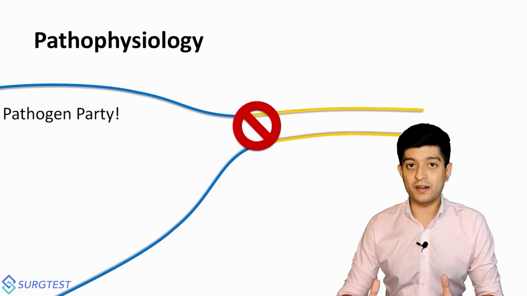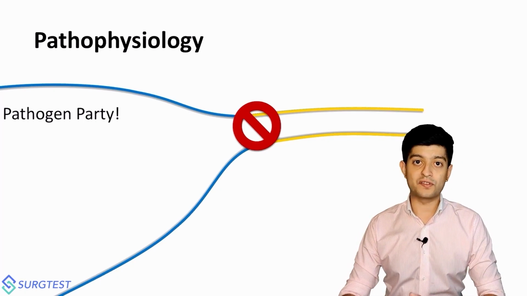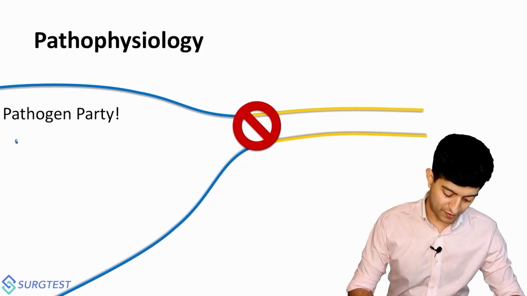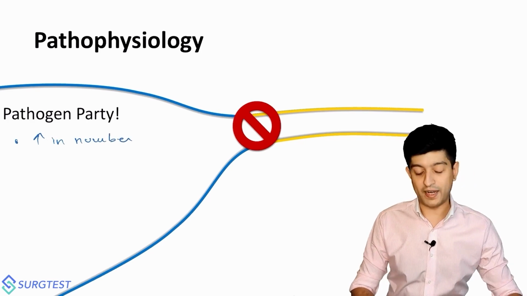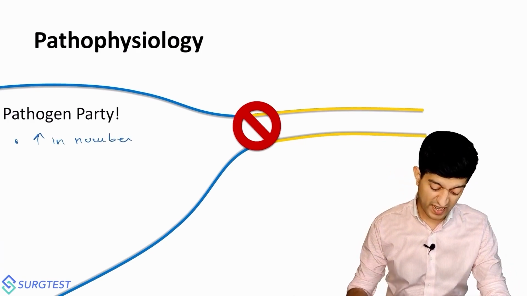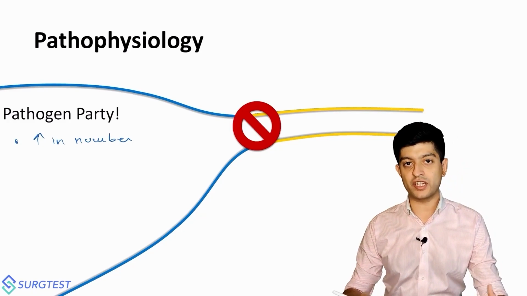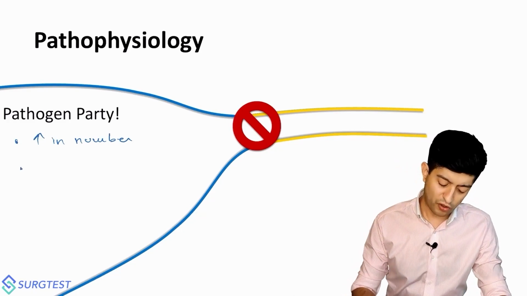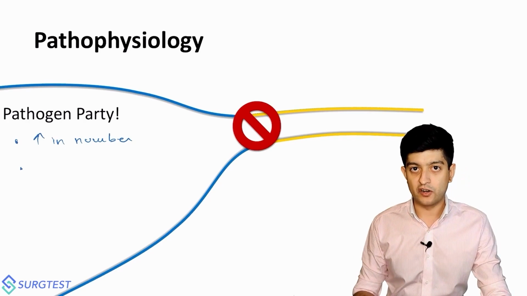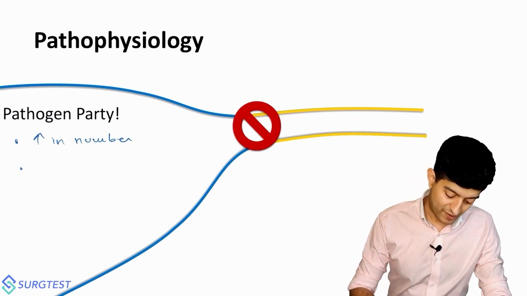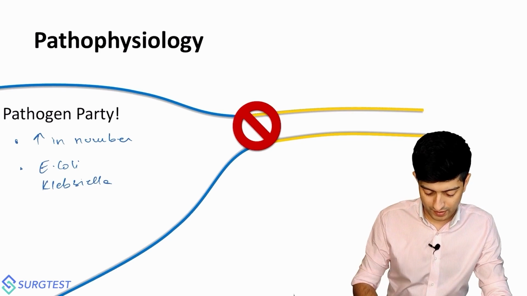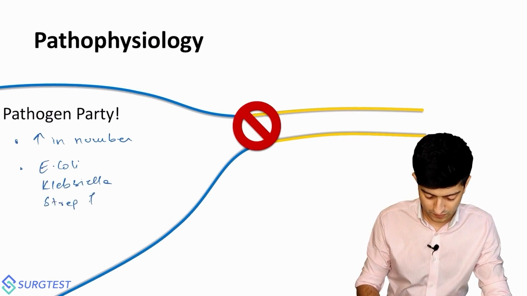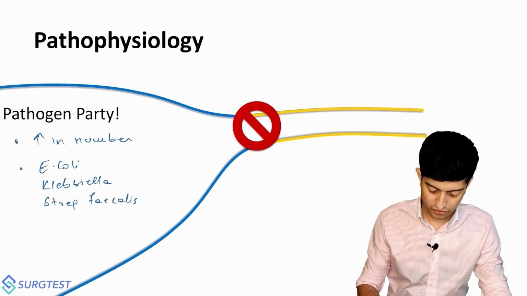There is this pathogen party that occurs as a result of loss of the barrier function. The first thing that happens is an increase in absolute number of bacteria. Not only is there an increase because of fermentation and unchecked proliferation of bacteria, there's also a change in the composition of bacteria within the proximal lumen. At this point in time, when the obstruction is well set, it is mainly E. coli, Klebsiella, and Strep fecalis.